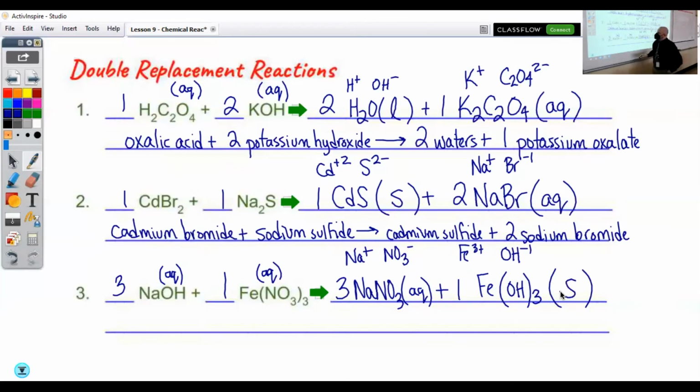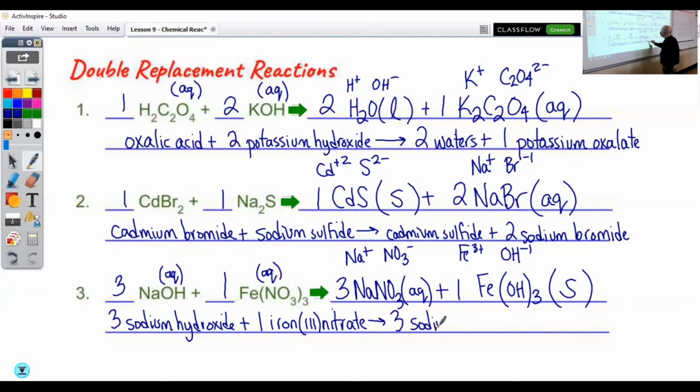Writing out our formula, we have 3 sodium hydroxide plus 1 iron 3 nitrate, or you could write ferric nitrate, forms 3 sodium nitrate plus 1 iron 3 hydroxide.